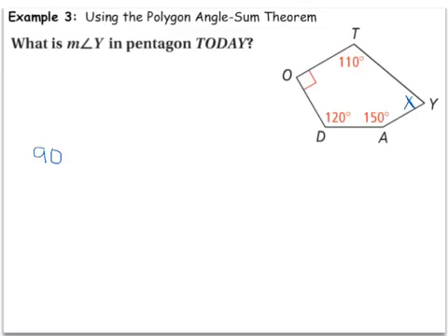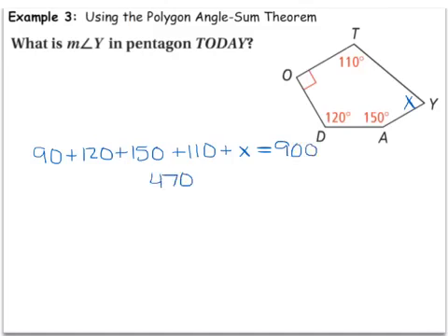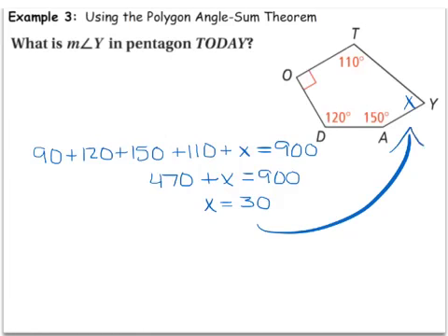We have a right angle, which is 90, plus 120, plus 150, plus 110, plus our unknown angle x should sum to equal 900. Combining like terms, we have 470 plus x is equal to 900. Subtracting 470 from both sides, x is equal to 30. So our unknown angle, angle y, is 30 degrees.